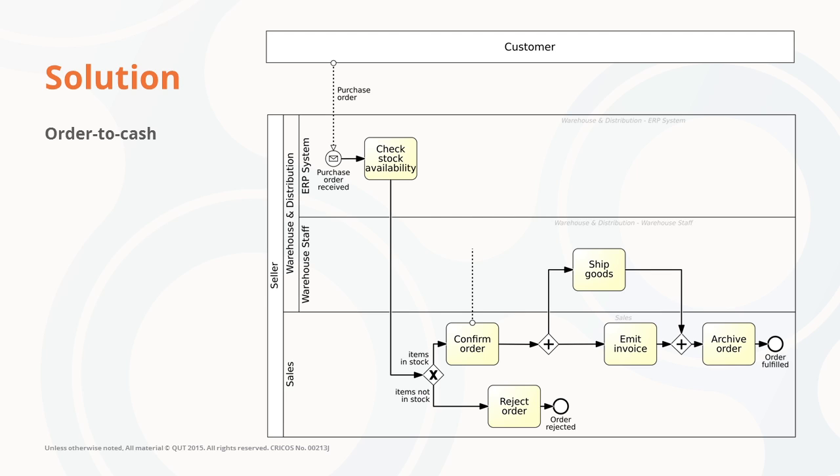Then, confirm order has an outgoing message that stops at the border of the customer pool, and that will be the order confirmation. So in this case, activity confirm order is acting as a send activity. Once the order has been confirmed, this activity finishes by sending a message out. Similarly, reject order completes by sending an order rejection out, which is then caught by the customer pool. Ship goods and emit invoice are also other examples of send activities, meaning activities that send a message upon completion. The first sends a shipment notice, the second sends an invoice.